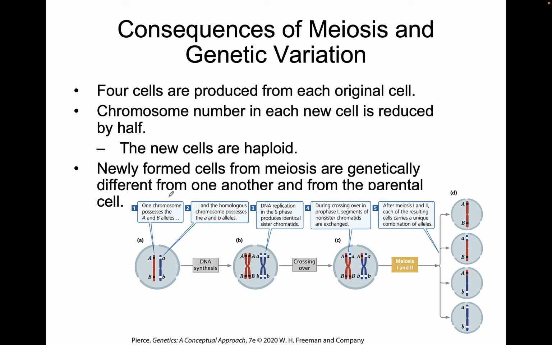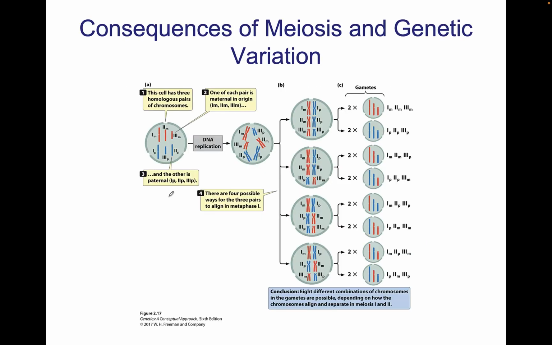You also have the chromosome numbers in the cell that are reduced by half. So they're not diploid, they're haploid. Okay, these are, again, sex cells that we're talking about, gametes. And the newly formed cells from meiosis are genetically different. As I stated, they're not the same. Even from the parental cell, they're not the same. Okay, so these are what we would consider to be consequences of meiosis and genetic variation.